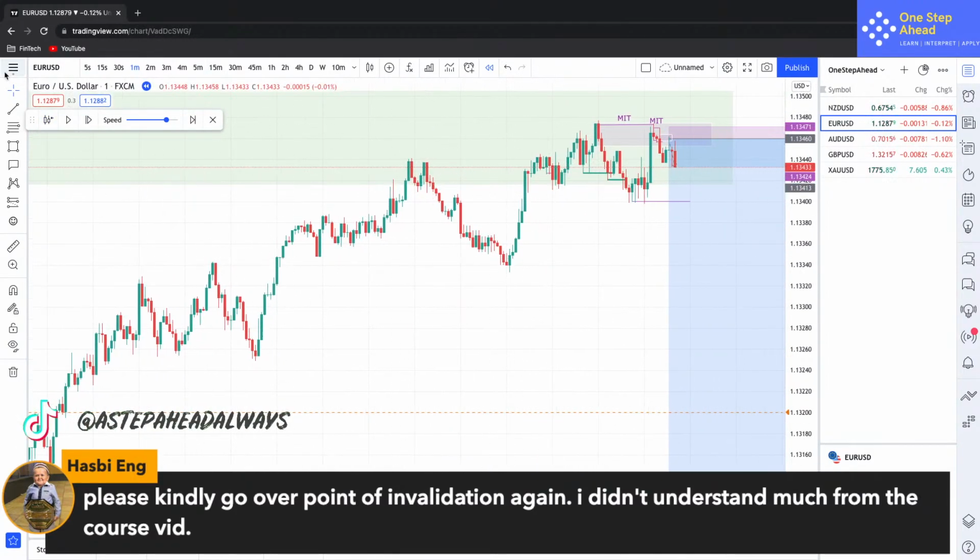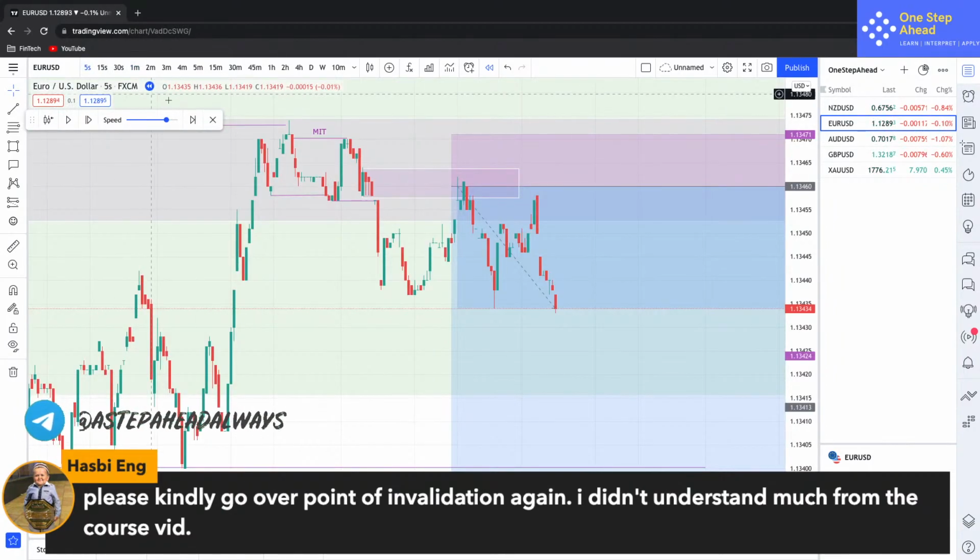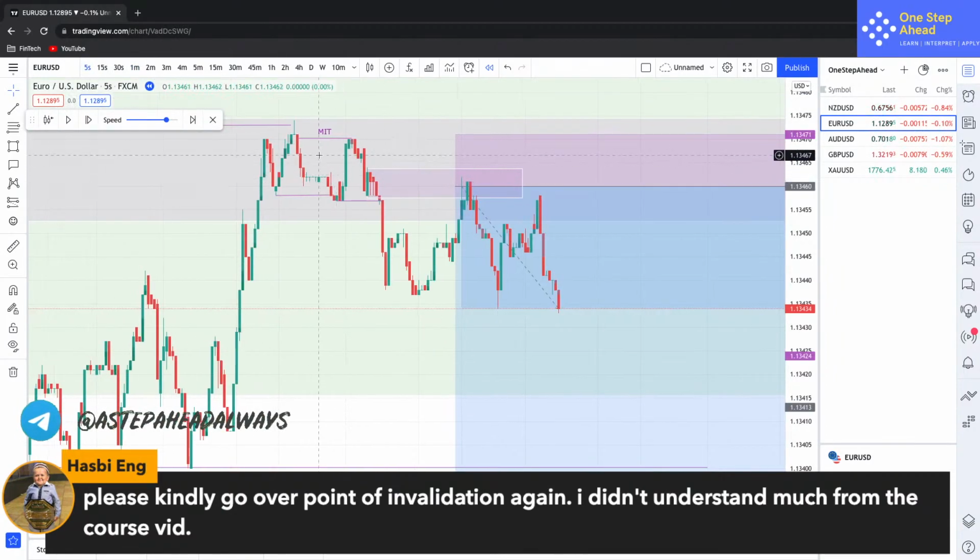So what do we have here? One break, two break, no mitigation. So we want mitigation because we don't know now where it's gonna stop. There is no point of invalidation here. You can either put entry here, there, but it's just risky. So what I did, I went to the 5 second. This is on the 1 minute, so that's why I went to the 5 second.